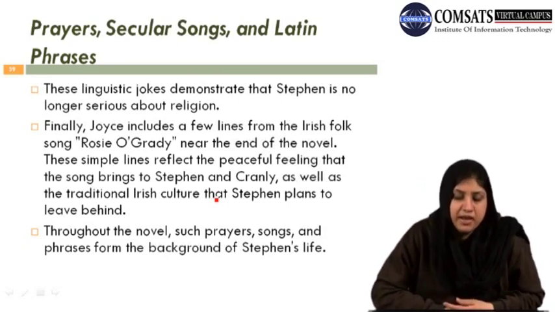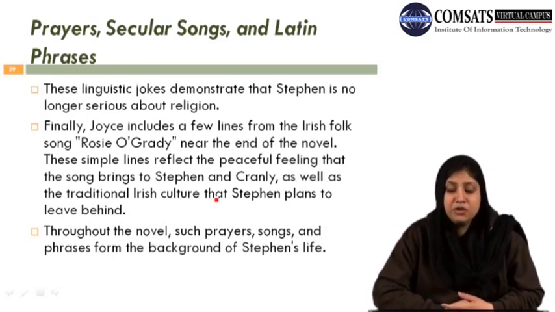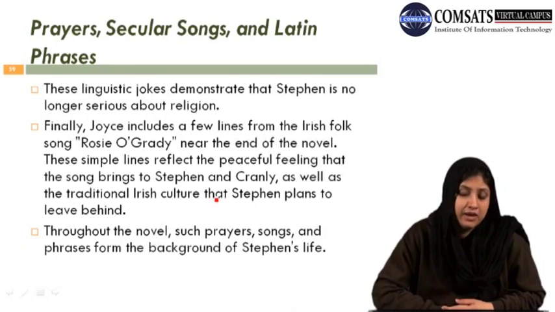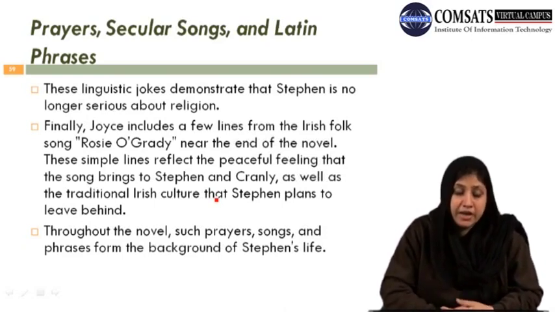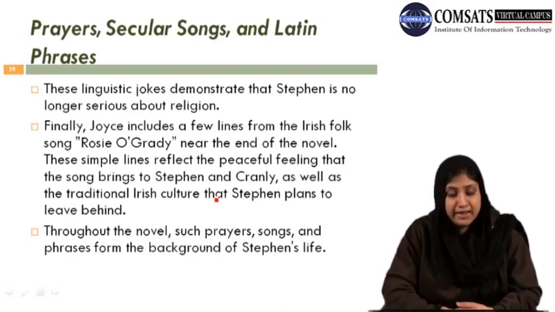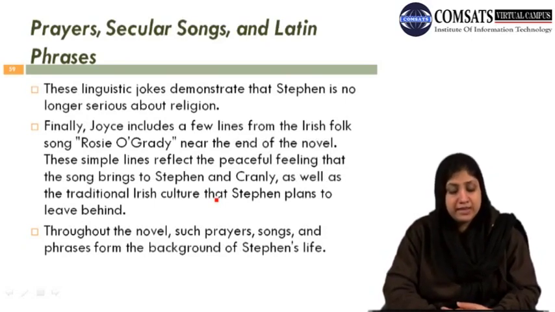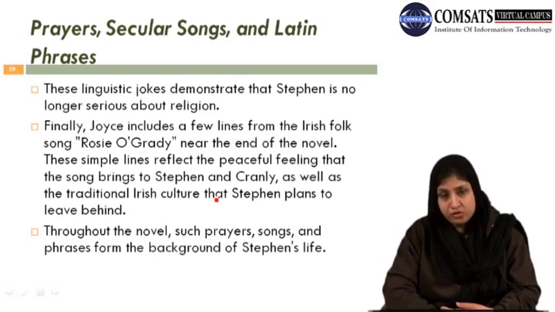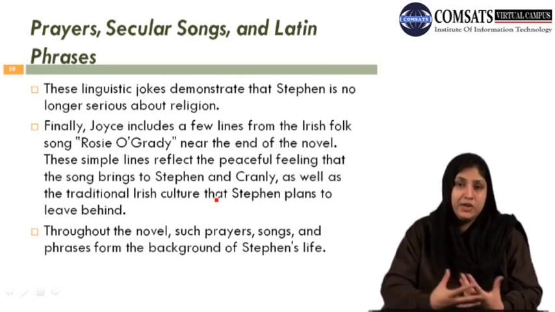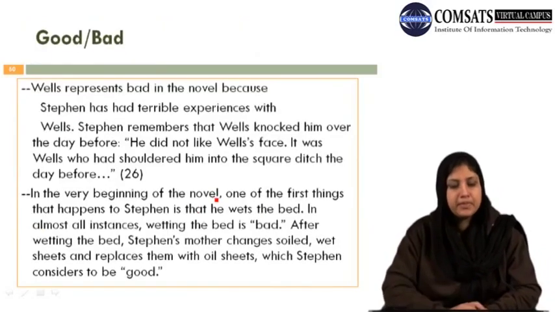Finally, Joyce includes a few lines from the Irish folk song Rosie O'Grady near the end of the novel. These simple lines reflect the peaceful feeling that the song brings to Stephen and Cranley, as well as the traditional Irish culture that Stephen plans to leave behind. Throughout the novel, such prayers, songs, and phrases from the background of Stephen's life play a very important role in discussing the linguistic placement of English and French by James Joyce.